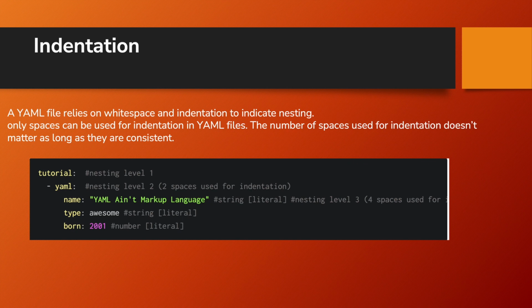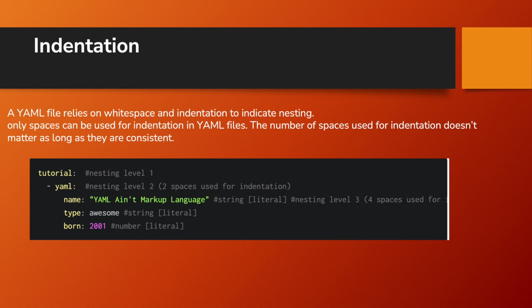Just understand this example. So you have tutorial colon. This is nesting level 1. Now yml colon, nesting level 2. You are using two spaces, right side aligned to the tutorial. Now you have name, type and born. You see they are again right aligned, and the number of spaces inside the YML section will not matter.